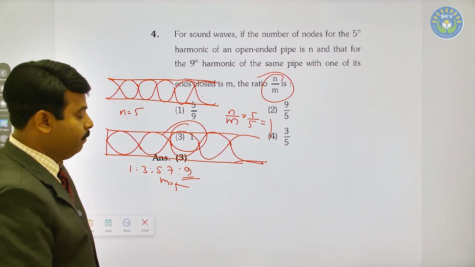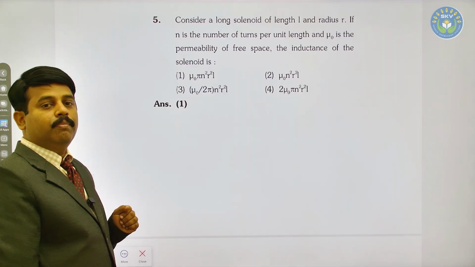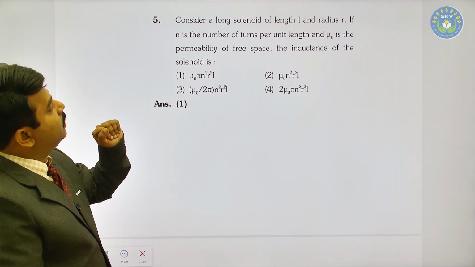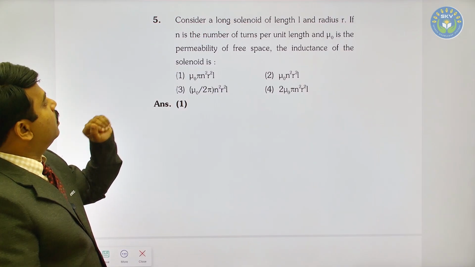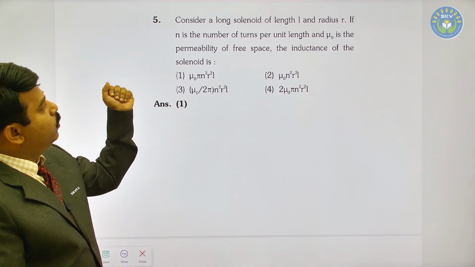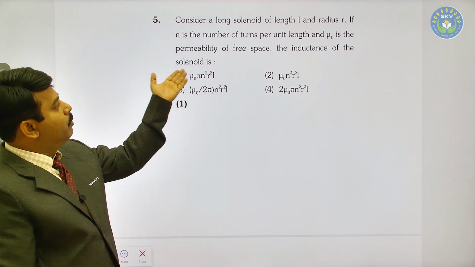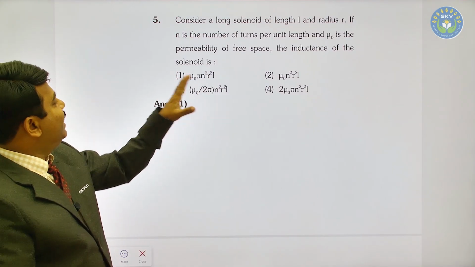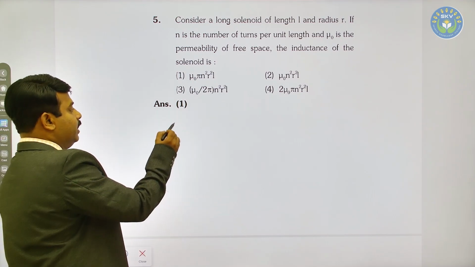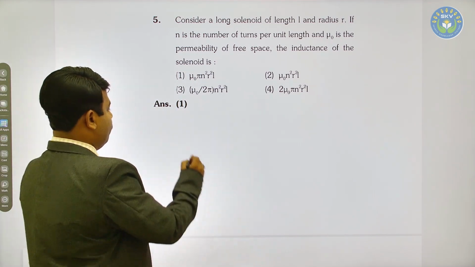Now, question number 5 is: consider a long solenoid of length L and radius R. If n is the number of turns per unit length and mu0 is the permeability of space, the inductance of the solenoid is? What is the inductance we studied?